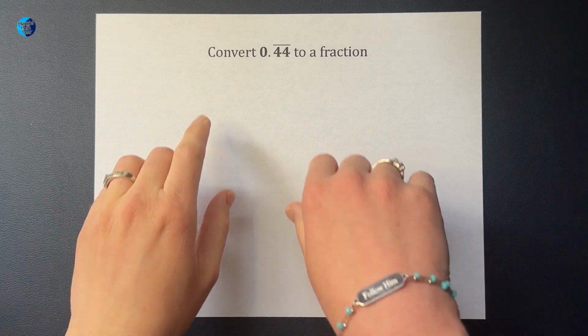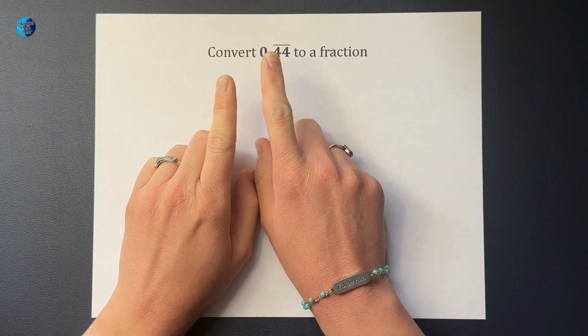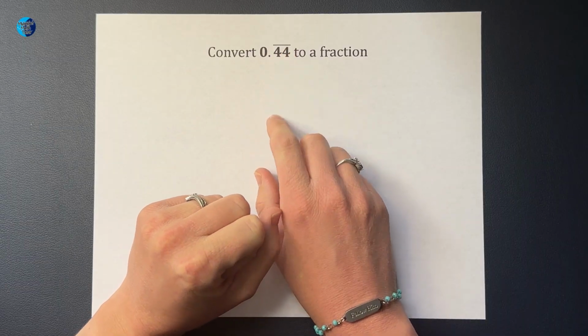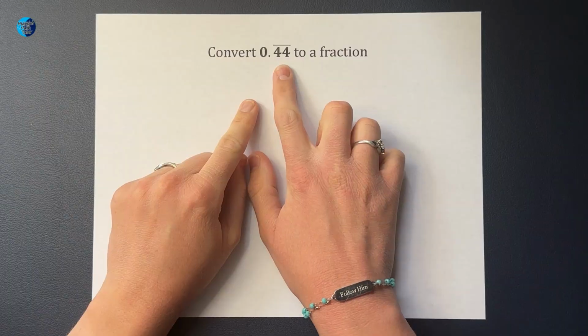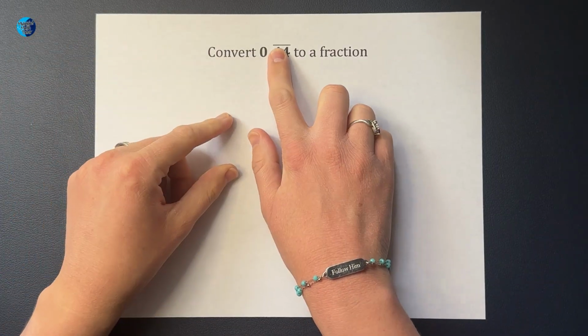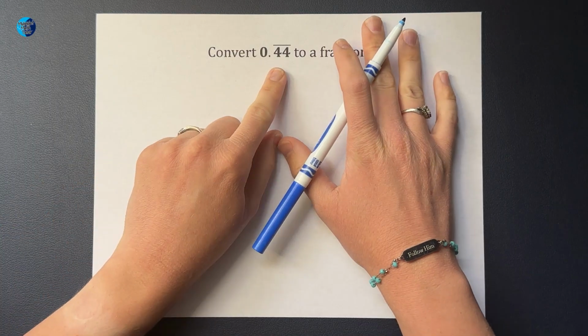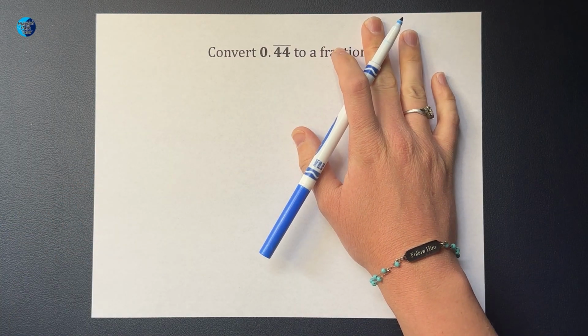Okay guys, we are going to convert 0.4 repeating to a fraction today. When you have a decimal that has a line on top, that signifies that this 4 literally goes on forever. Obviously we can't write that many, so we put the line over to show that. So we can't use our typical way of converting decimals to fractions when our decimal repeats. We have to use a different strategy.